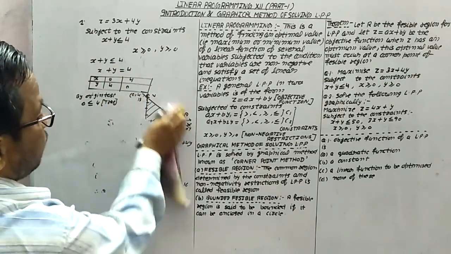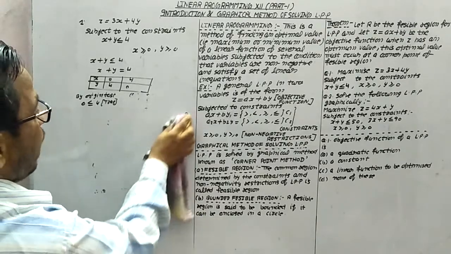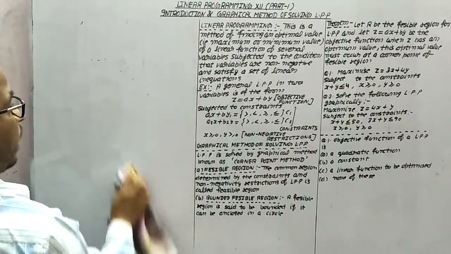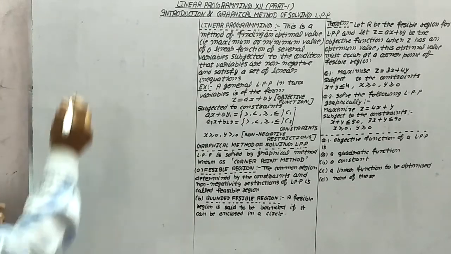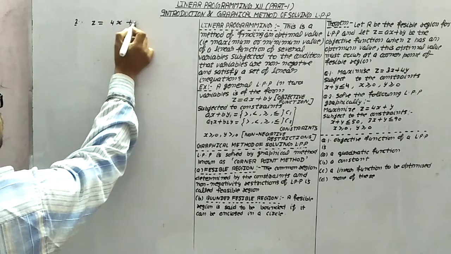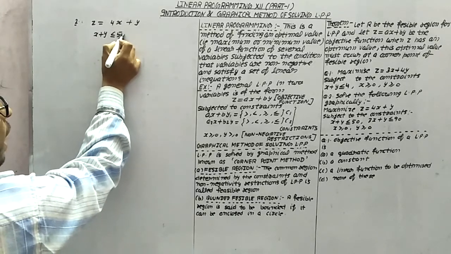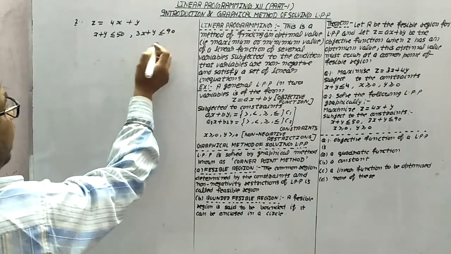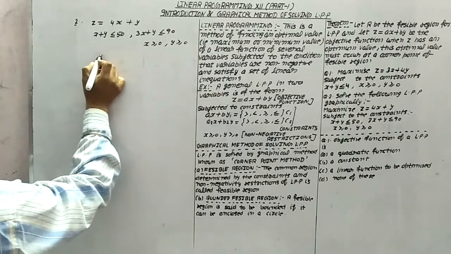Look at this. There is question number 2 in which they are saying, solve the following LPP graphically, where we have the objective function which has to be maximized. And what is the objective function? We have z equals 4x plus y subject to constraints x plus y less than or equal to 50 and 3x plus y less than or equal to 90. And the restrictions are always there: x greater than or equal to 0, y greater than or equal to 0.